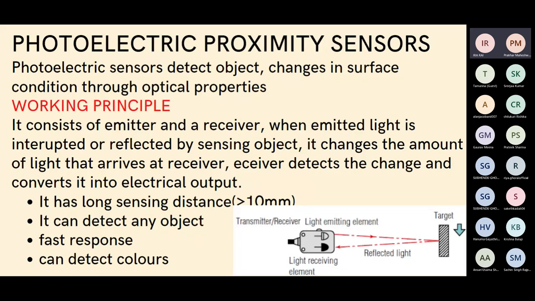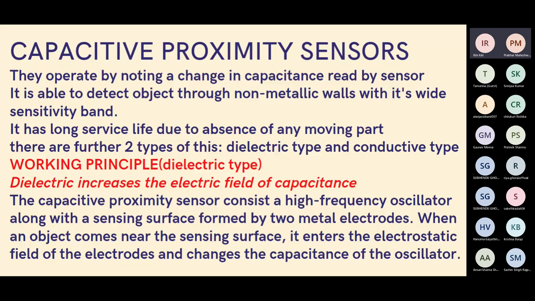Let's go to capacitor proximity sensors. Every sensor notes some change, and in this case, some change in capacitance is read by the sensor. So it is able to detect objects through non-metallic walls with its wide sensitivity band. Like all the other sensors, this also has a long service life due to the absence of any moving part or any physical touch. In this case, we have mainly two types of capacitor proximity sensors: one is the dielectric type and the other is the conductive type. They have slightly different working principles. We'll first study the dielectric type capacitor proximity sensor.